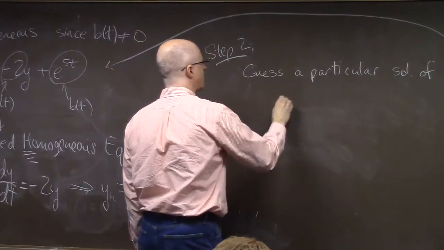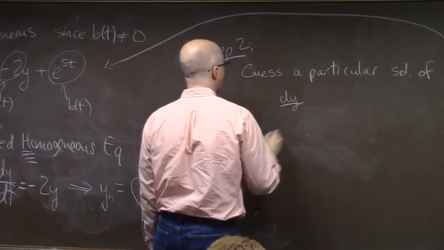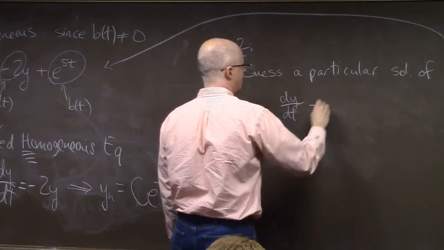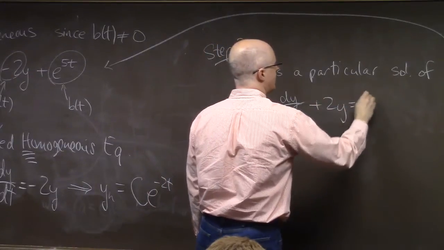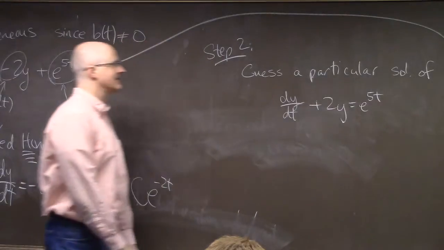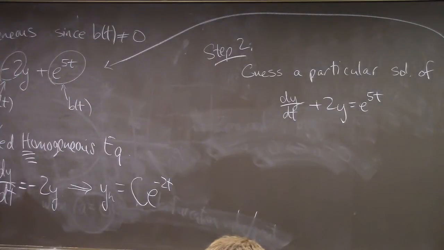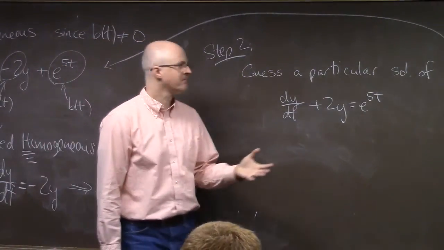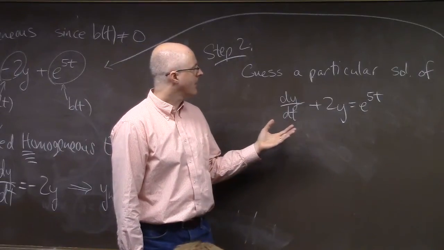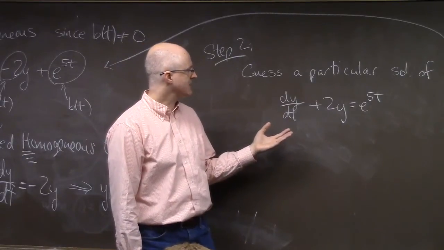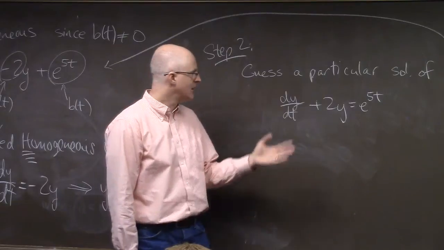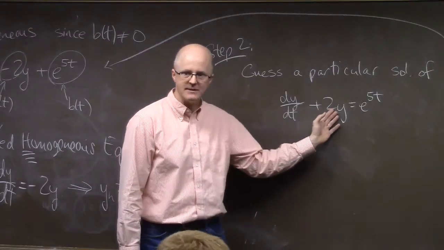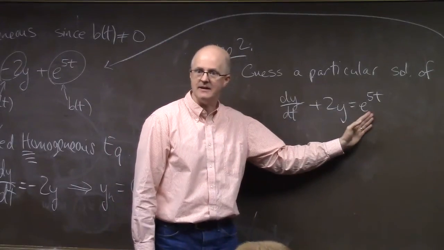Which I'm going to rewrite like this. I'm going to add 2y to both sides and write it like this. Why did I write it like that? Because it actually helps you guess better. That's the reason. It's also another standard form to write the differential equation. How could you guess an answer here? Well, we're after some function whose derivative plus 2 times the function always equals e to the 5t. That's what this says.